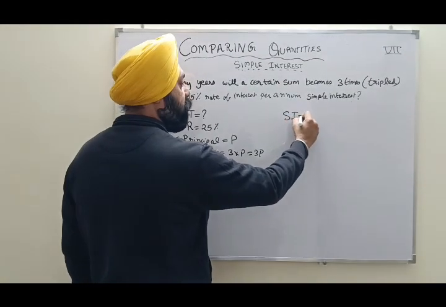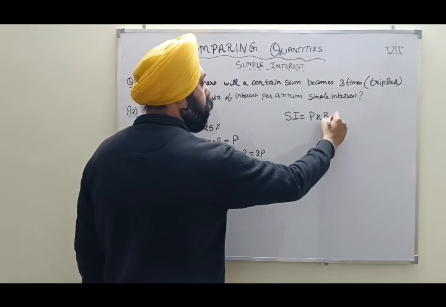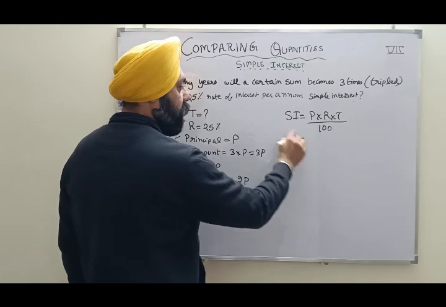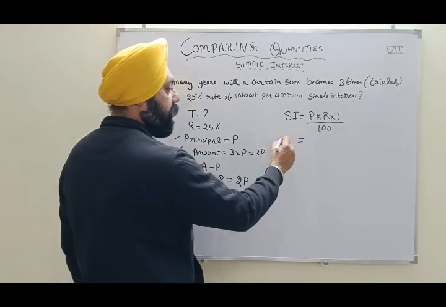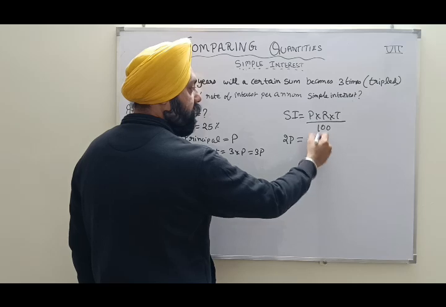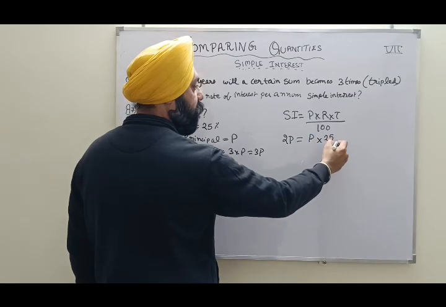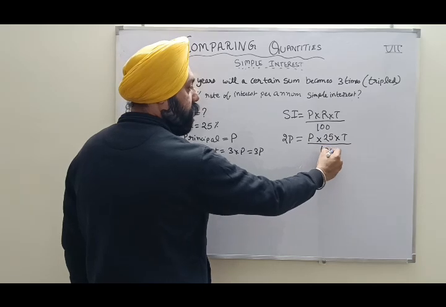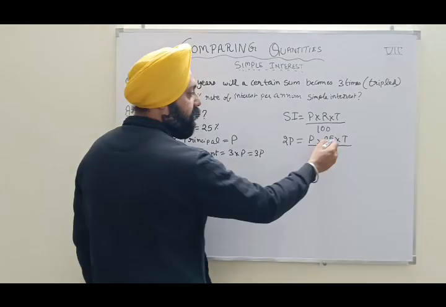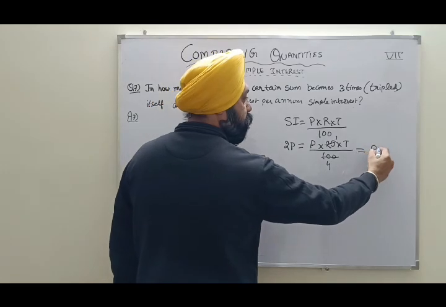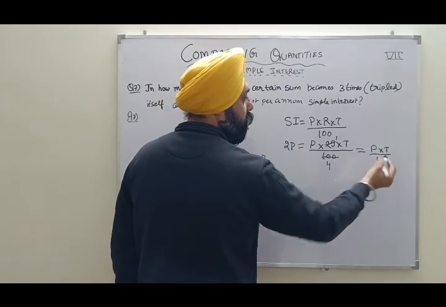Now use the formula: simple interest is equal to P into R into T upon 100. In place of the simple interest, I will write 2P. Principal itself was P, rate of interest was 25, and time we have to find. Now we can cancel out 25 and 100, so 25 ones are 25 and 25 fours are 100. So it is P into T upon 4.